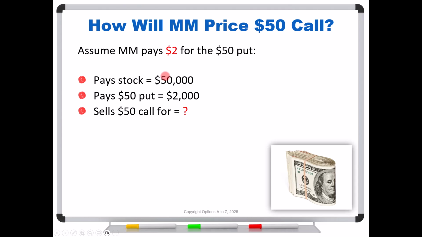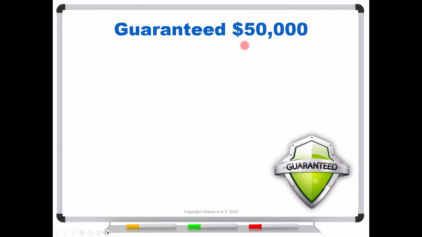He has spent $50,000 plus $2,000. He spent $52,000 so far. Now he's going to receive a credit for this call, but right now he is out $52,000. So how can we use this information to figure out what this call is worth? Well, go back to something we figured out already. He's guaranteed to receive $50,000.